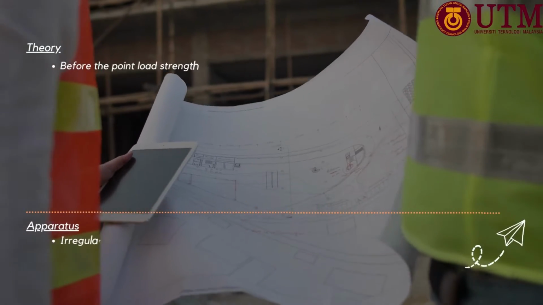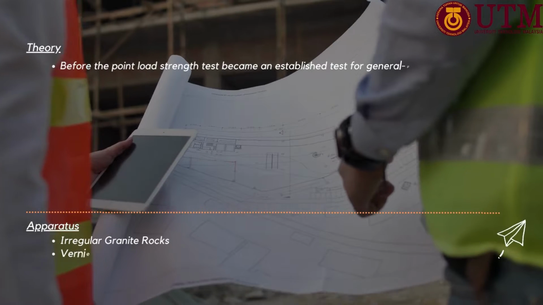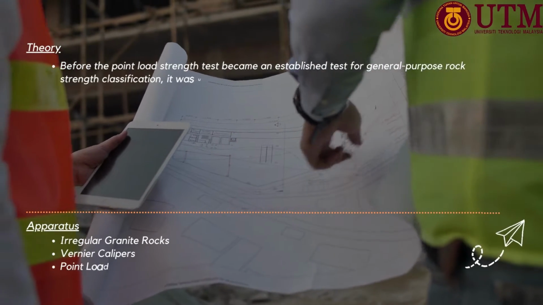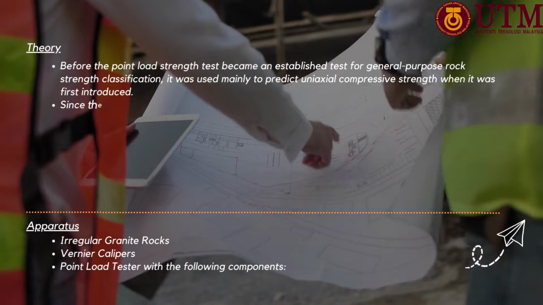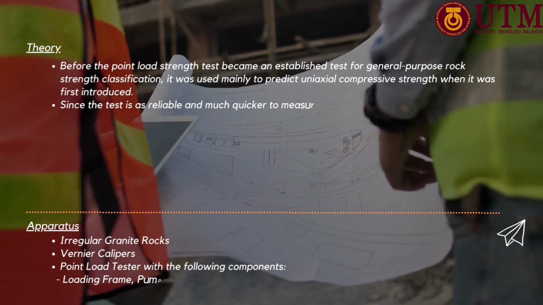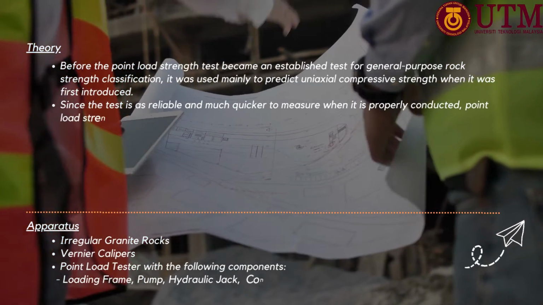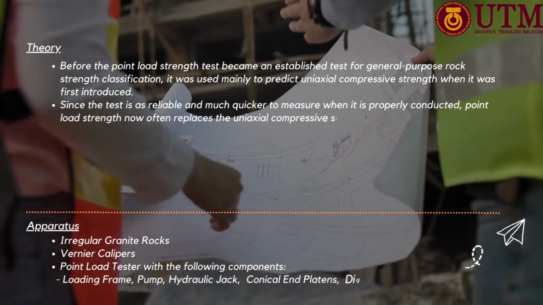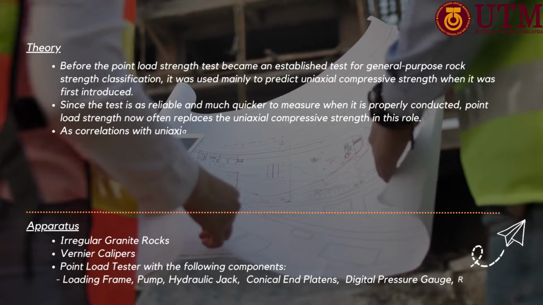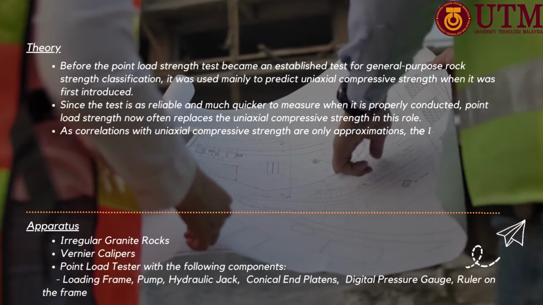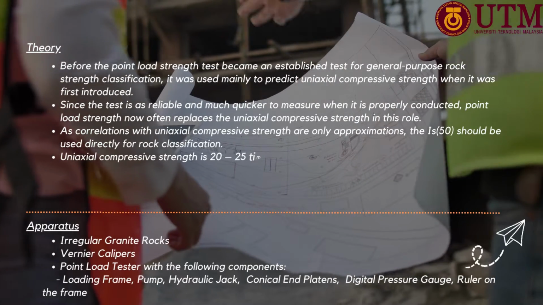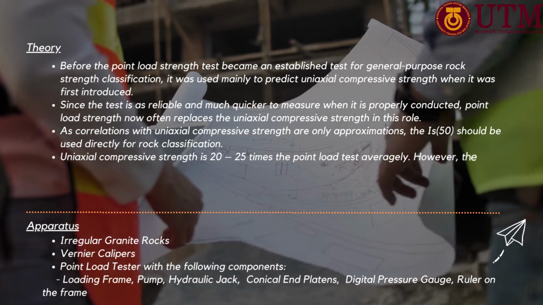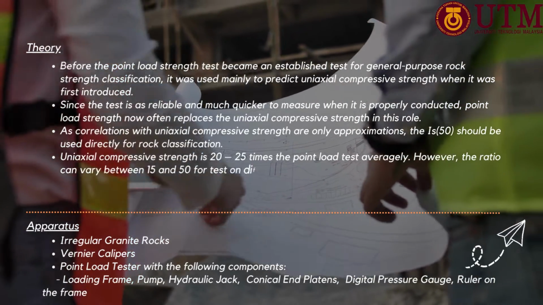Before the point load strength test became an established test for general purpose rock strength classification, it was used mainly to predict uniaxial compressive strength when it was first introduced. Since the test is as reliable and much quicker to measure when it is properly conducted, point load strength tests now often replace the uniaxial compressive strength in this role. As correlations with uniaxial compressive strength are only approximations, the IS50 should be used directly for rock classification.